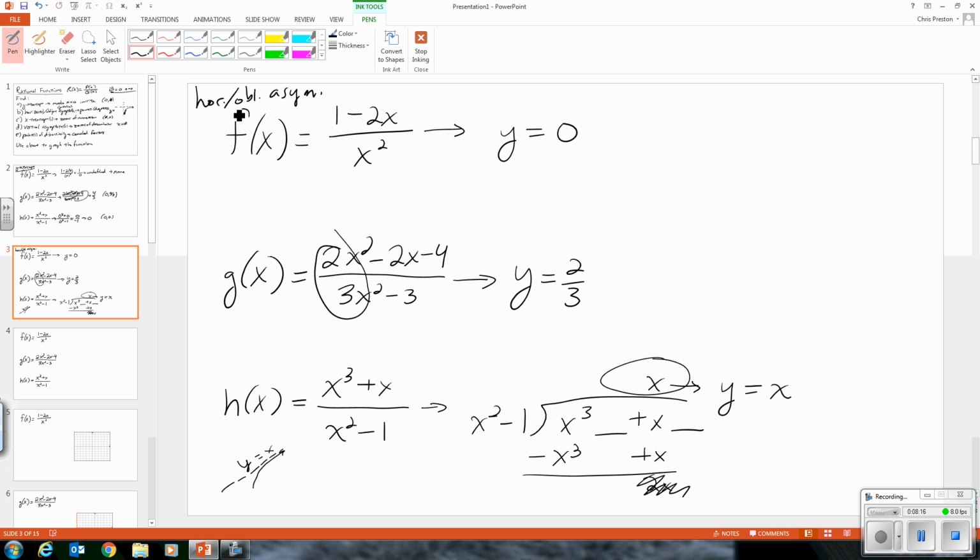Okay, so diagonal asymptote to horizontal. What does it look like in the long run? That's what you're figuring out when you're doing that.